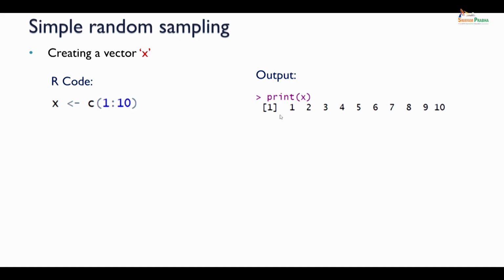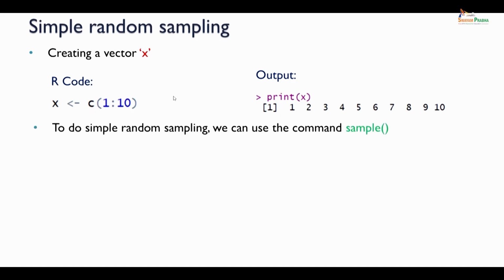So, now I have a vector called x. How am I going to do the simple random sampling here? To do simple random sampling, we can use the command sample.